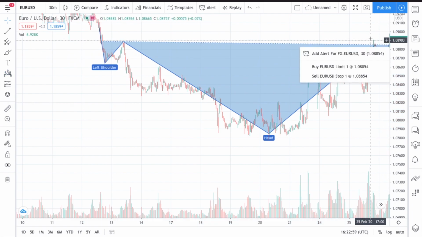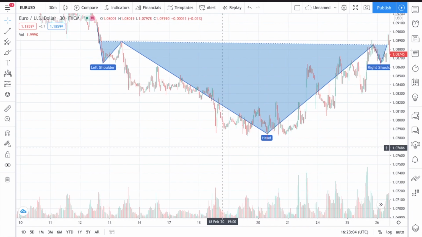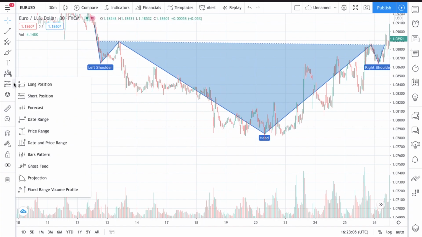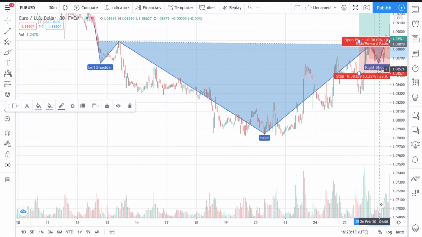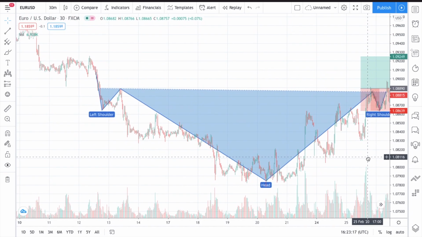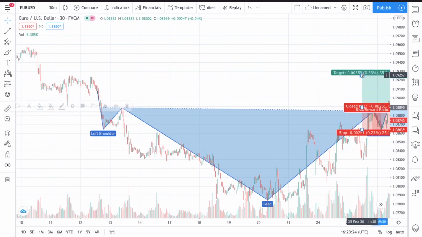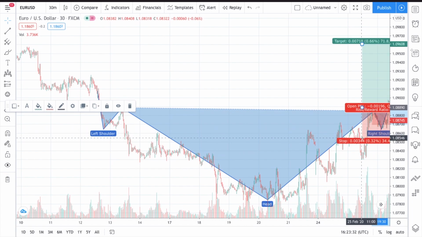Let's go ahead and draw this pattern out. As it's an inverse pattern, we will enter in with a buy position. We'll proceed to set the take profit and stop loss values. We can then let it run to see the outcome. We will set the stop loss just below the neckline, while also keeping in mind the support level within the upwards trend.